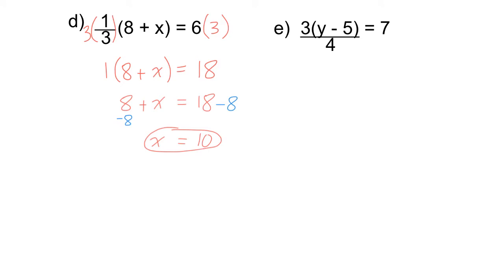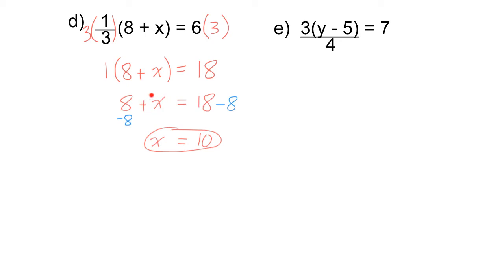For the first one, I've got my fraction 1 over 3, so I multiplied everything by 3. Did that to both sides. Those 3's cancel out. I'm left with a 1 times 8 plus x. On the right, I have 6 times 3, which is 18. I have brackets now, so I need to eliminate the brackets by expanding. Everything in the brackets is multiplied by the number in front, which is 1. So 1 times 8 is 8. 1 times x is x. So I have 8 plus x equals 18.